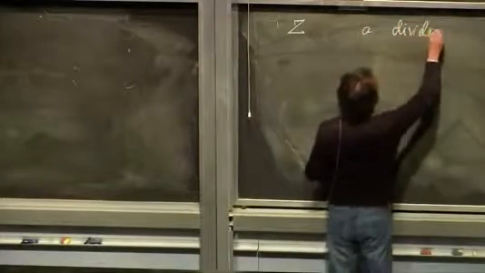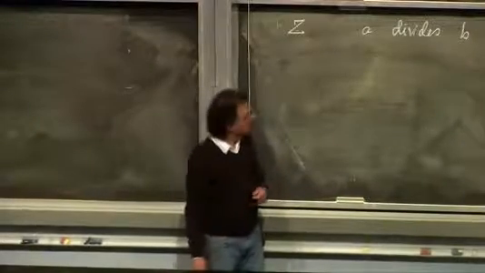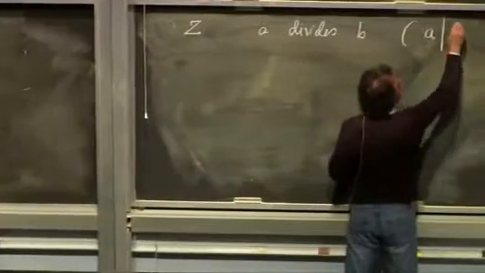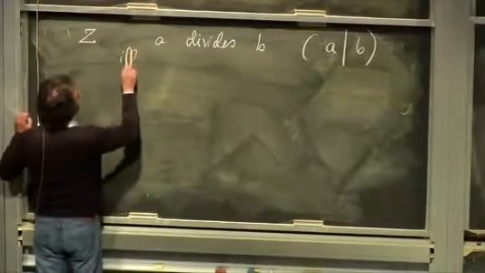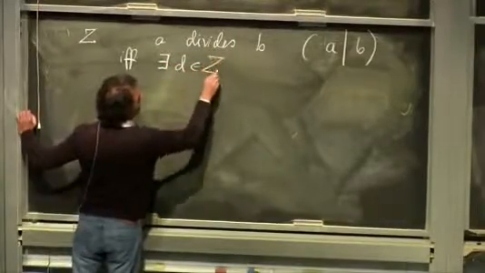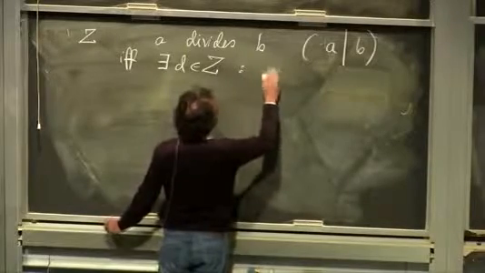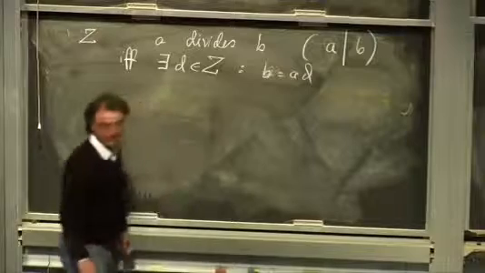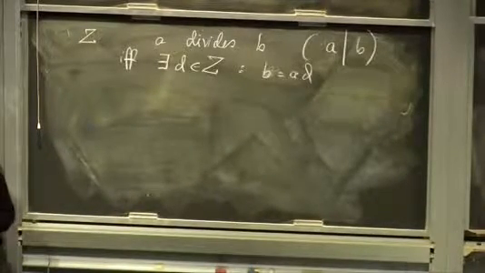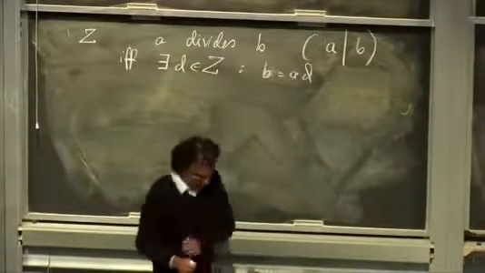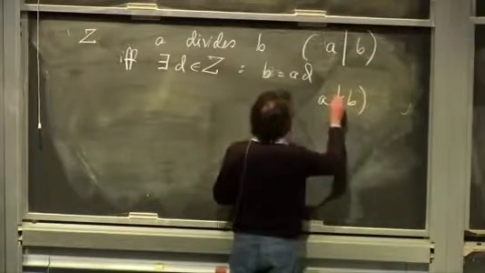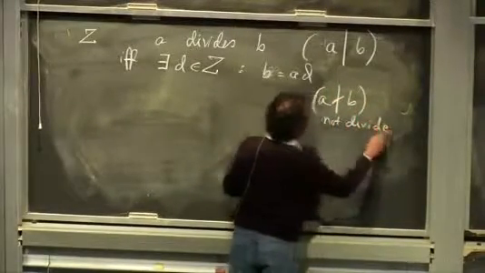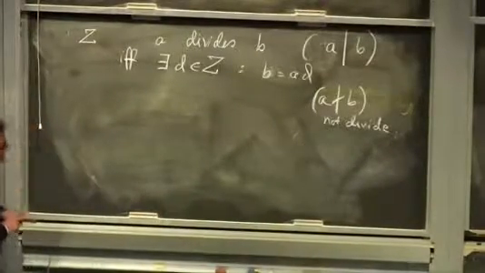Okay? So remember, we say that A divides B. We write it as A with a bar and B. That's notation. If and only if there exists some integer D such that B is equal to A times D. Right? That's what it means to divide. We may also use the notation A does not divide B. We just put a little stroke through the vertical bar.